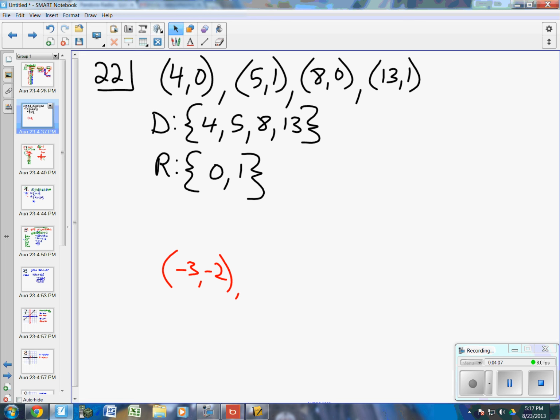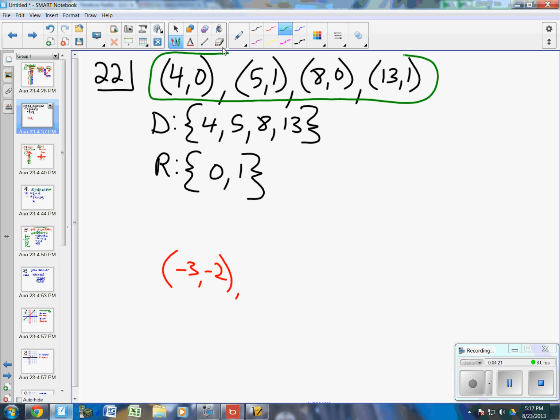In this one it says state each relation as a set of ordered pairs. So in 22, notice the table had 4 and 0, 5 and 1, 8 and 0, and 13 and 1. So right up here, I've stated these as ordered pairs: 4 comma 0, 5 comma 1, 8 comma 0, and 13 comma 1. And then it asked me to state the domain and the range. So the domain is 4, 5, 8, and 13, just the x numbers. And the range is 0 and 1. I don't need to repeat 0 and 1, so the range is just 0 and 1.